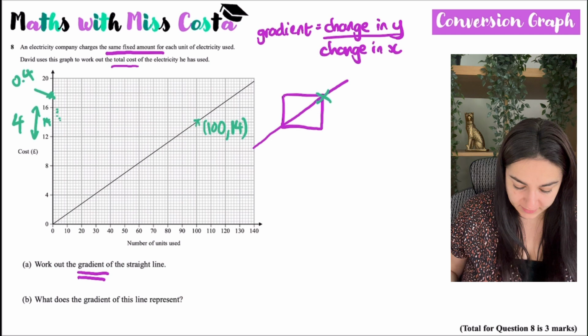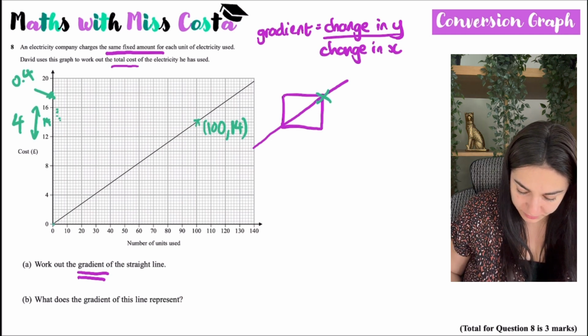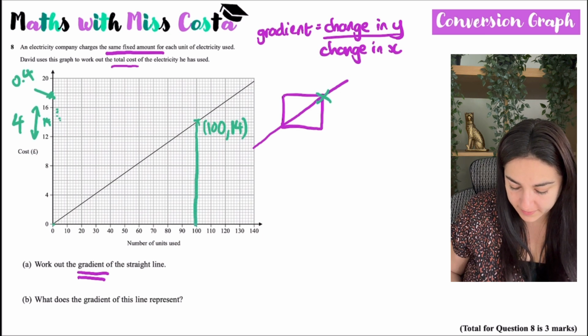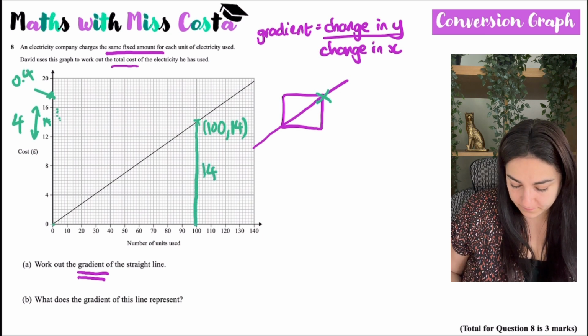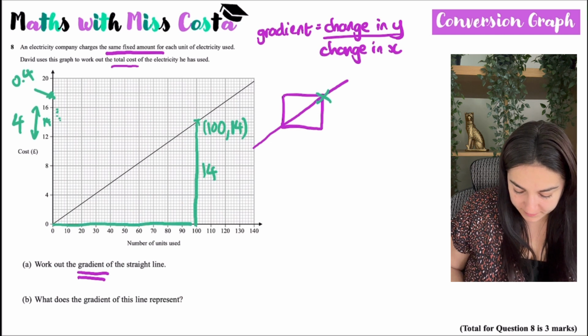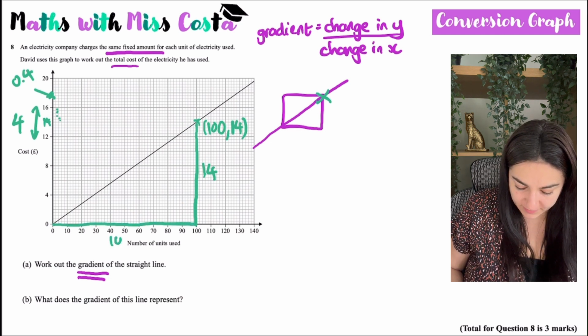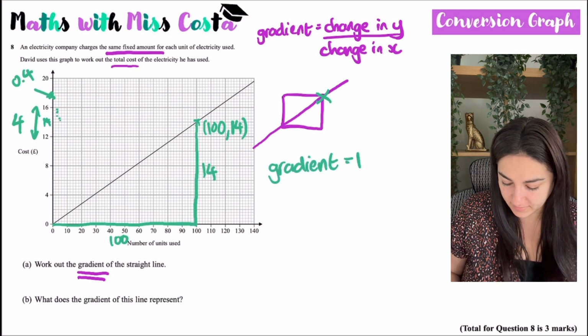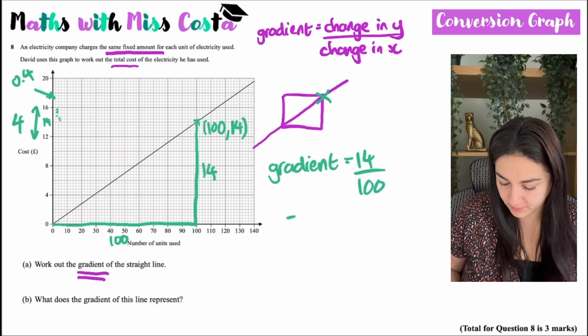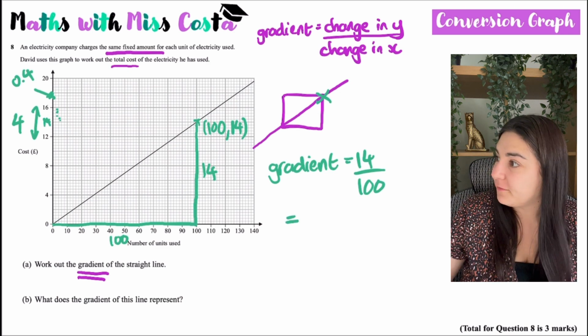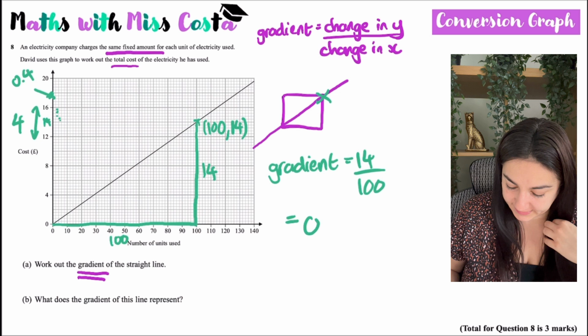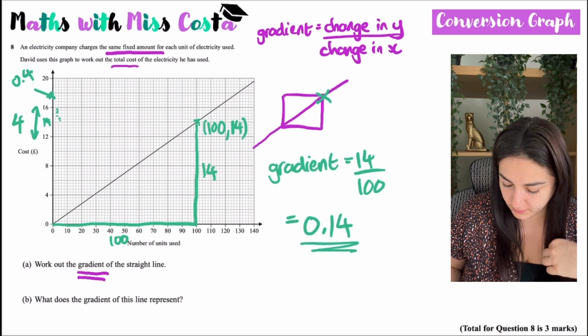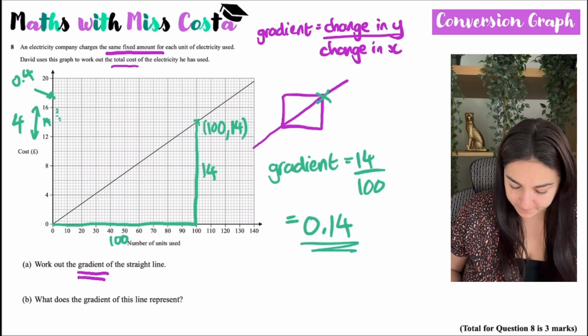And then I could just go straight to 0 because it's in direct proportion. So I'm going to work out the change in y, which is 14, and divide that by the change in x. So 100 to 0 is 100. So the gradient is 14 over 100, so 14 divided by 100 would give me 0.14. So the gradient of the straight line is 0.14.